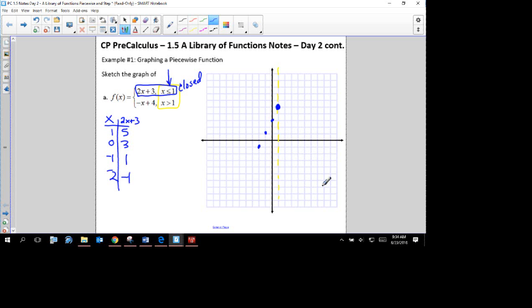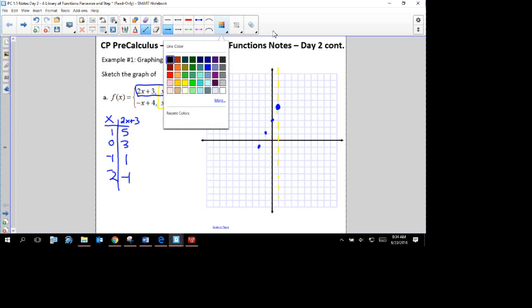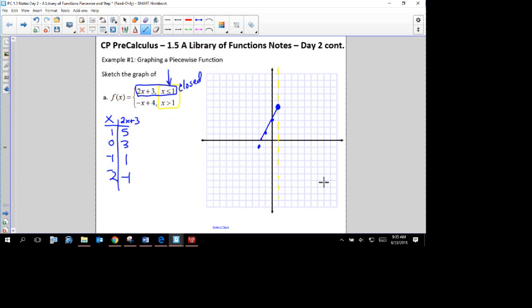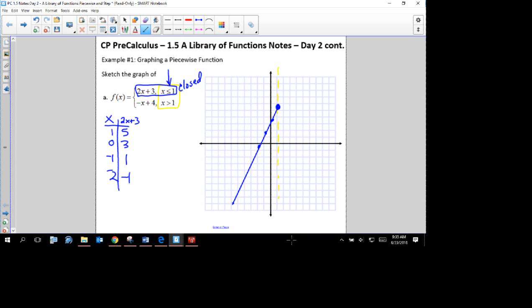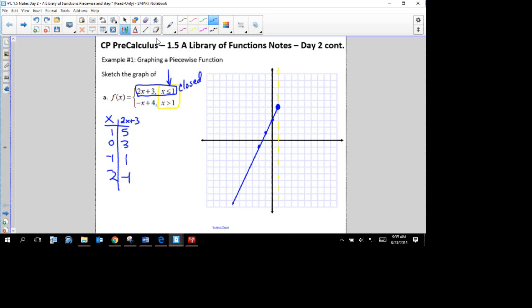What kind of graph is this going to make? It's linear, so a line. So I'll use my straight edge. And I'm only going to make the line for values that are less than or equal to 1. So I'm only going to graph the line to the left, starting here at that closed dot, going to the left only. That is a piece of this function.